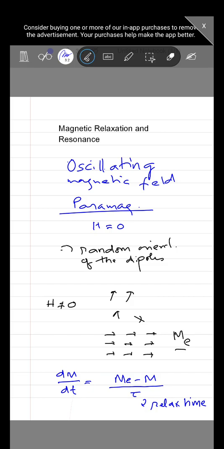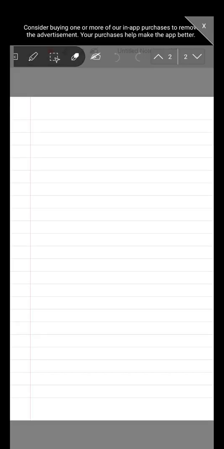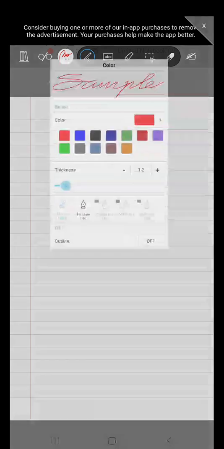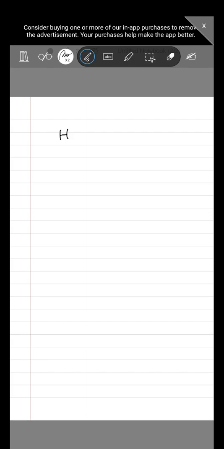So as we have told, we have considered an oscillating magnetic field. Let's consider that the magnetic field is given as H as a function of time is equal to He plus H0 cos omega t. So instead of this constant magnetic field, we are now supplying an oscillating magnetic field.